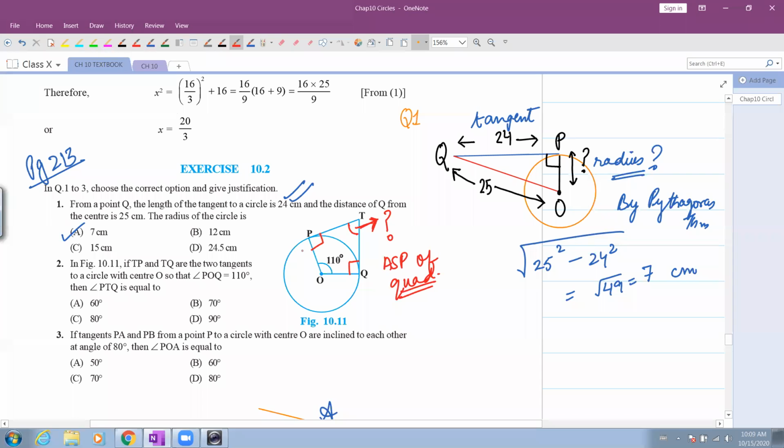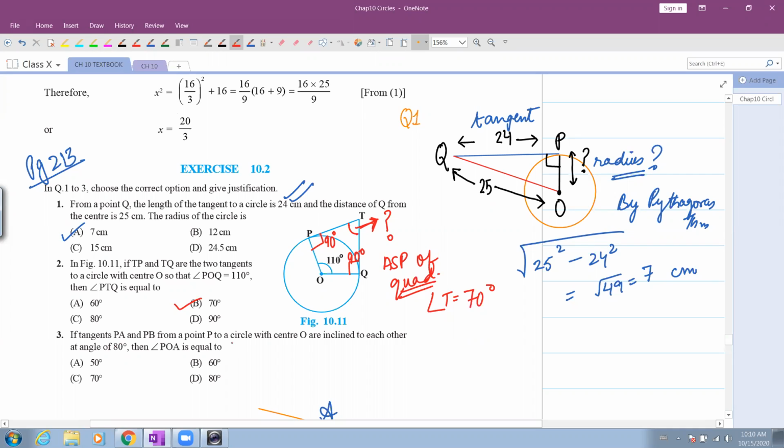Tangents are perpendicular to the radius at the point of contact. So angles TPO and TQO will be 90 degrees. And then you can find out angle T. What will be the answer? 70 degrees. That's correct. The answer will be 70 degrees. Option number B.